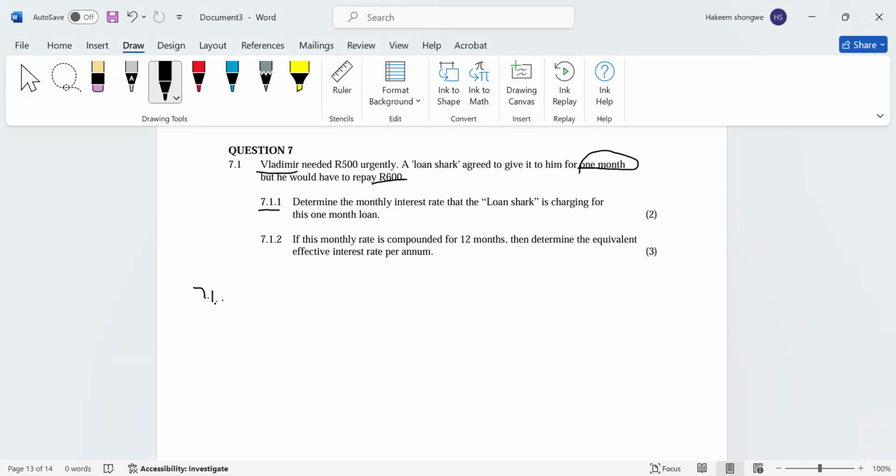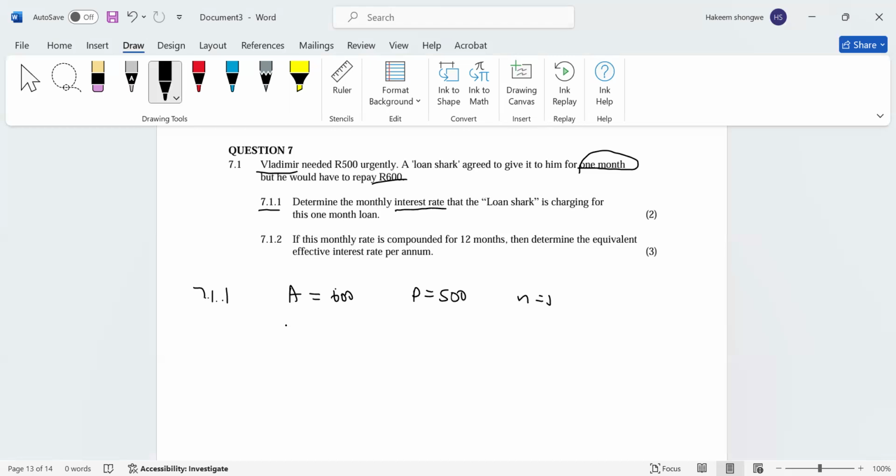According to the statement, we are given an A value, which is equal to 600, and the present value is 500. The n value is 1 month, and we are looking for the interest rate.